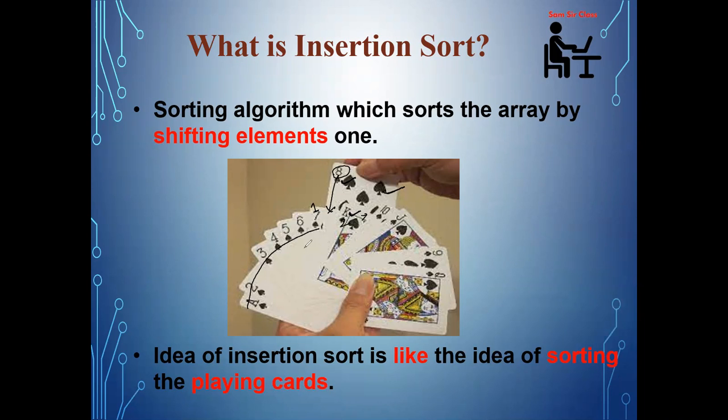This is the logic behind insertion sort. The idea of insertion sort is like the idea of sorting playing cards. Suppose I consider one more example. I'll pick up this card 10. Again, I'll compare from this side. This is greater than 8 and less than this one. So I have to keep the card number 10 after 8 and before this card. The idea of insertion sort is the same: it is a sorting algorithm which sorts the array by shifting elements one by one. How the elements are being shifted, we'll see through the example.